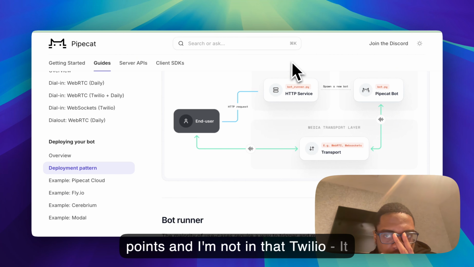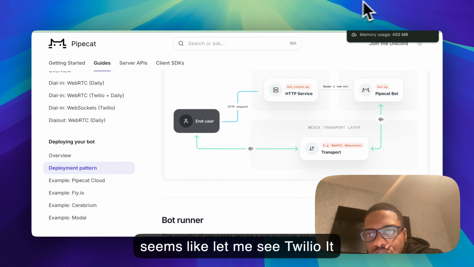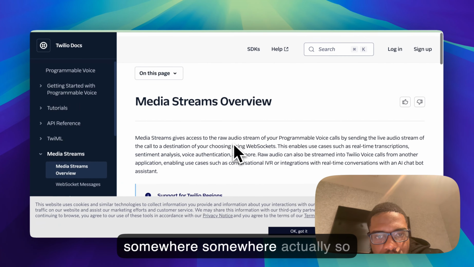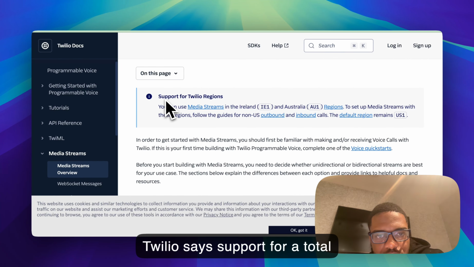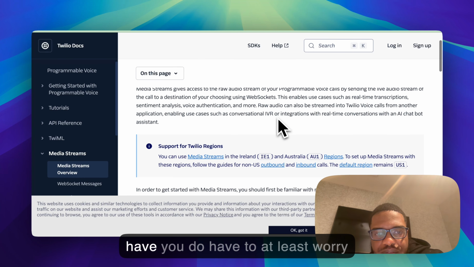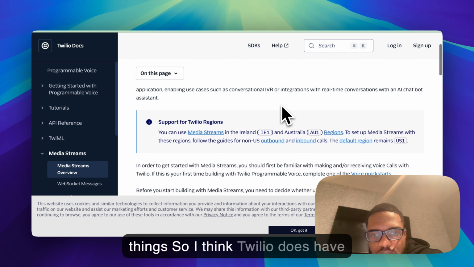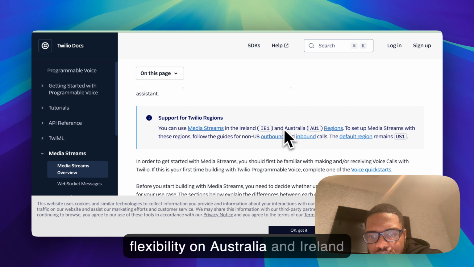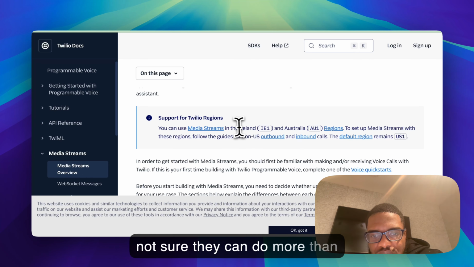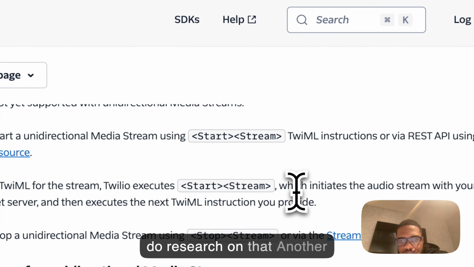And when I was looking at Twilio too, it seems like you do deploy these somewhere actually. Twilio says support for Twilio regions. You can use media streams in Ireland or Australia. So you do have to at least worry about the deployment of these things. I think Twilio has flexibility outside of the US, on Australia and Ireland. I'm not sure if they can do more than Ireland or Australia. It'd be nice if they could. I have to do research on that.